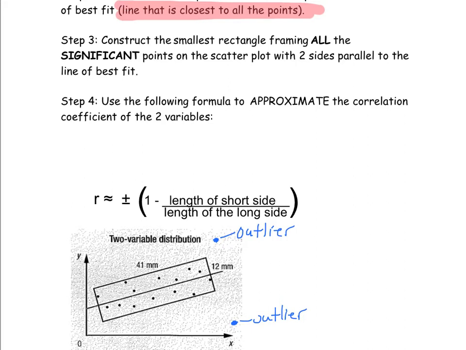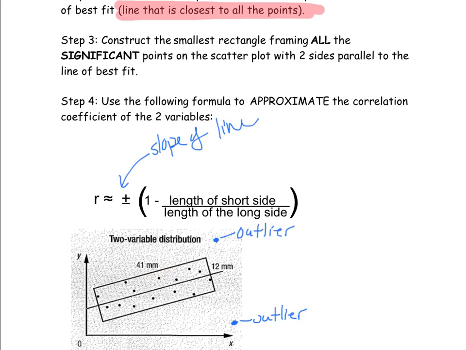So once we've found our rectangle around all the significant points, these ones are significant because they're following the trend, then we can calculate the correlation coefficient r using this formula. So our r is equal to, well, plus or minus. The plus or minus here, you decide based on the slope of your line. So plus or minus 1 minus the length of the short side of the rectangle divided by the length of the long side. So we need a ruler to measure the lengths of these two sides of our rectangle.